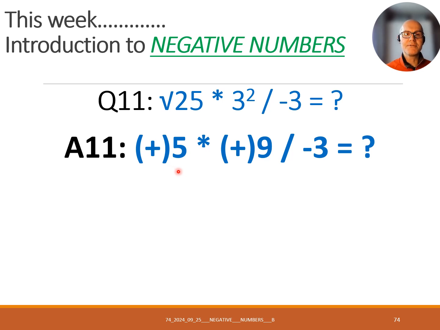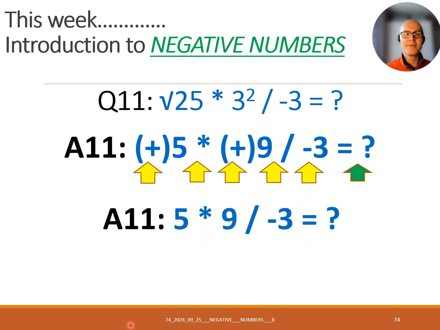So positive 5 times positive 9. 3 squared, positive 3 times positive 3 is positive 9, divided by negative 3. Again, left to right via BODMAS, we'll do positive 5 times positive 9 first. Positive times a positive, and then we're going to divide that answer by a negative.